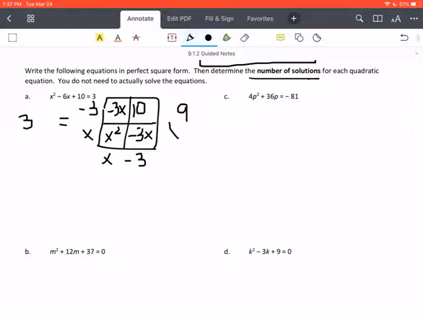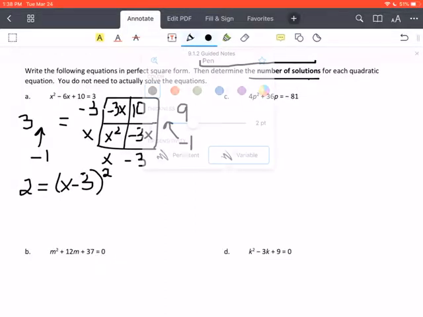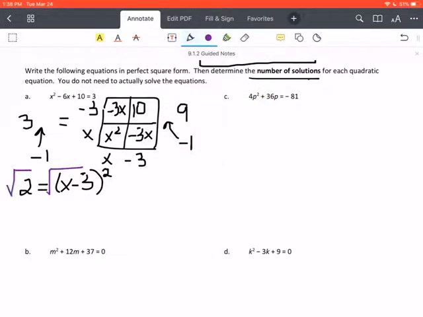So what do we need to add to 10 to get 9? We have to add negative 1. So we have to add negative 1 to this side as well. So what is our perfect square form? Our perfect square form is 2 equals quantity x minus 3 squared. Now at this point, if we were to imagine solving this equation, what would we do? We would go ahead and undo the square by square rooting. And so we would see that we have plus or minus the square root of 2 equals x minus 3.